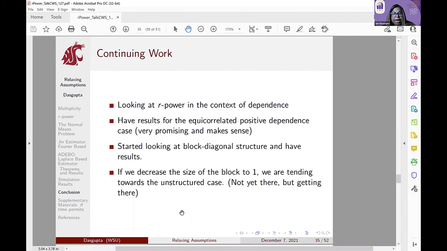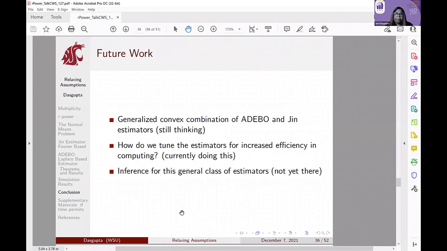So this is where we are continuing our work. Future work, this is a pie in the sky idea: we saw that the Audible estimator overestimates and the Gene estimator underestimates. Can we come up with a convex combination of these two estimators and hit it on the nose? But the overestimation and the underestimation are so small in the context of the problem that maybe it doesn't matter. Mathematically, it might be an interesting problem.